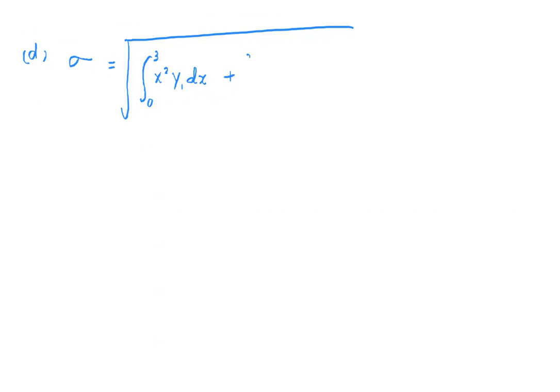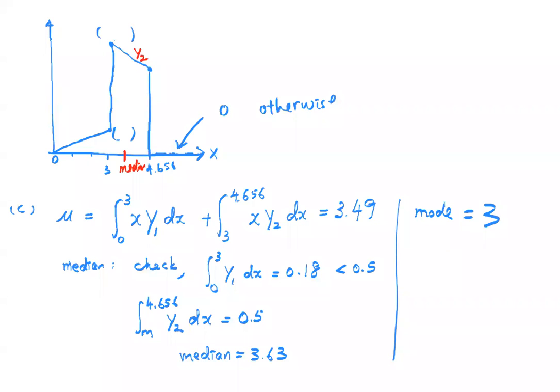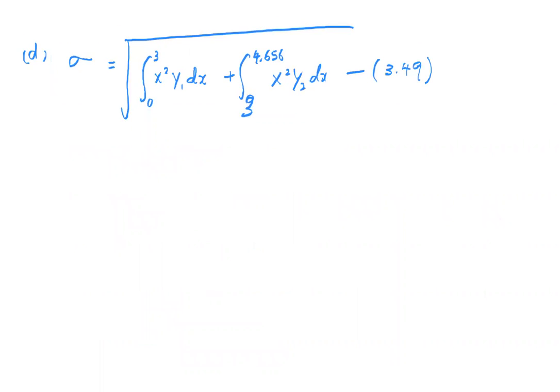Do you see that? So that will save a lot of your time. 3 to 4.656. Okay, then x squared y2 dx. Then minus the mean squared. What is the mean just now? 3.49. 3.49 squared. And square root, then you get the answer. So what is the answer? 0.8864. Okay, so agree, good.